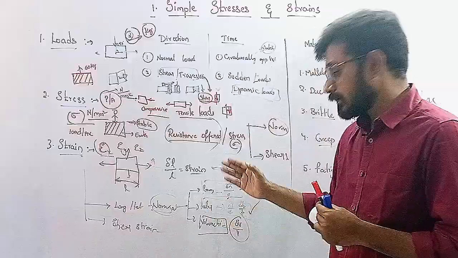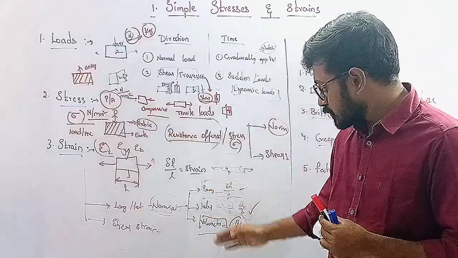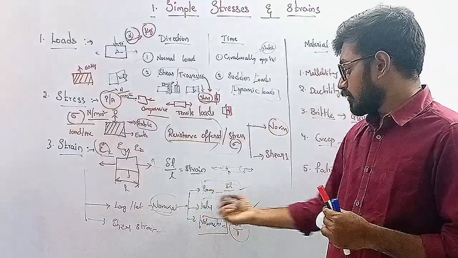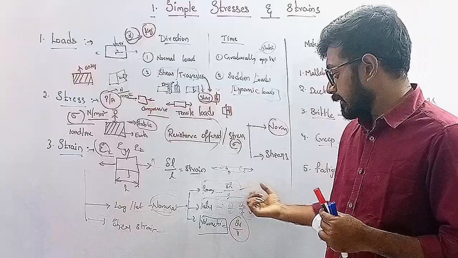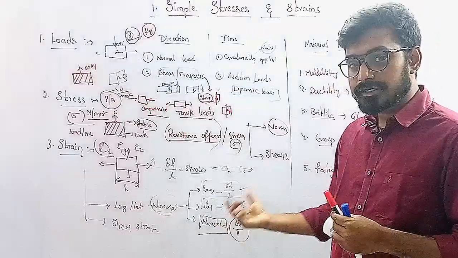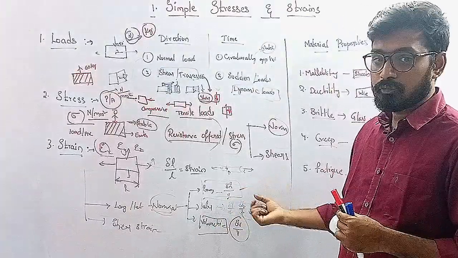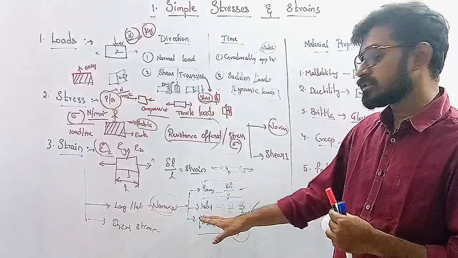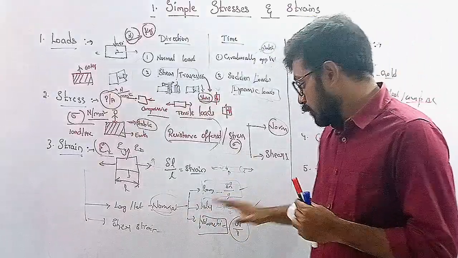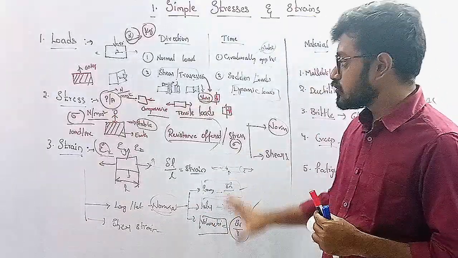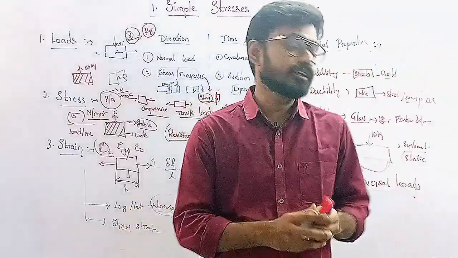Normal strain is again classified into three types: longitudinal strain, lateral strain and volumetric strain. Longitudinal strain is the change in length by original length, but lateral strain is the change in the other two dimensions. If the load acts on one dimension, the change in the other two dimensions is called lateral strain. Whereas in volumetric strain, the total change in volume to the original volume is the volumetric strain.